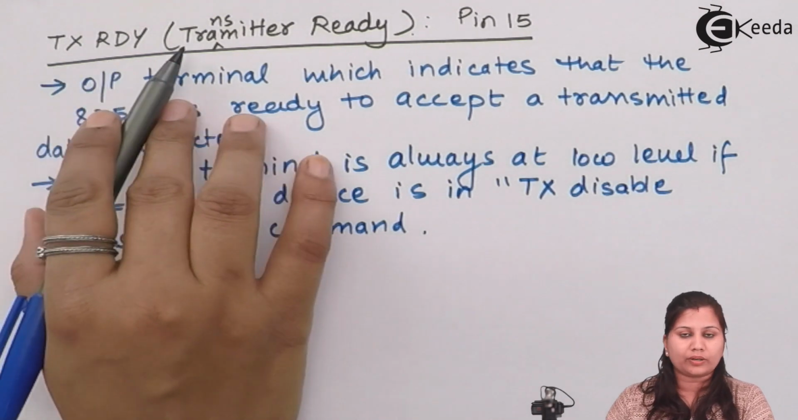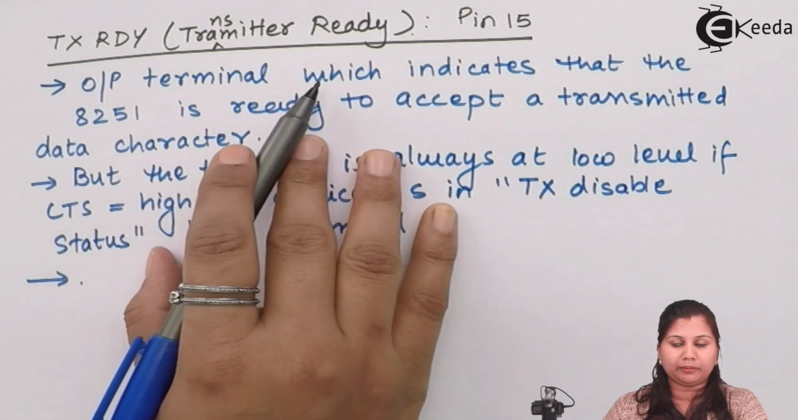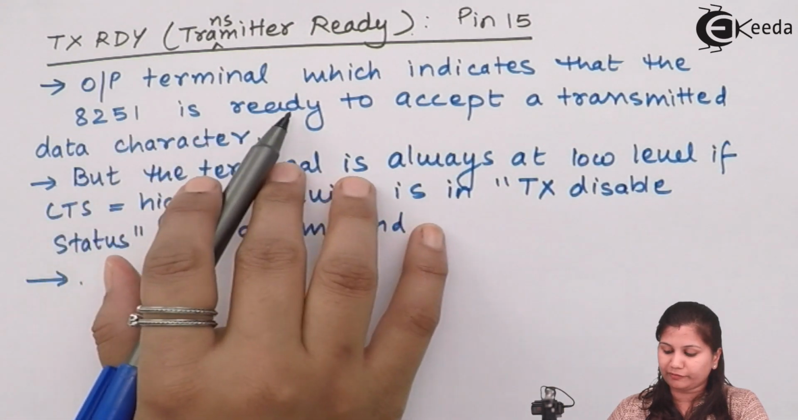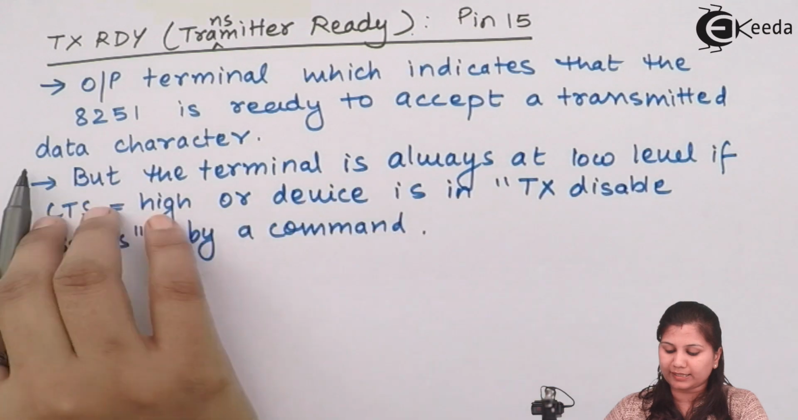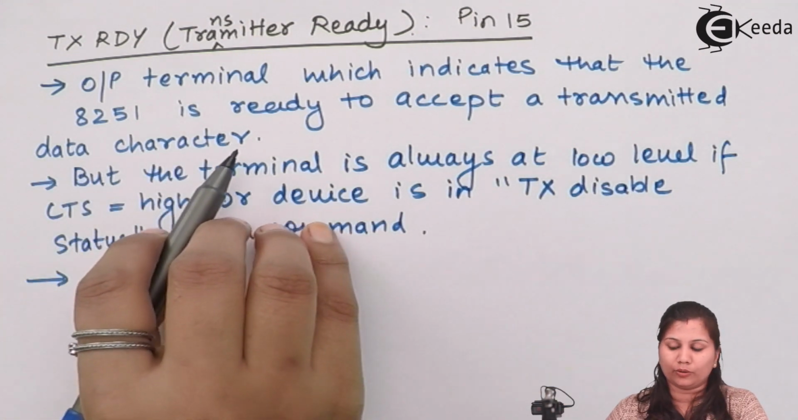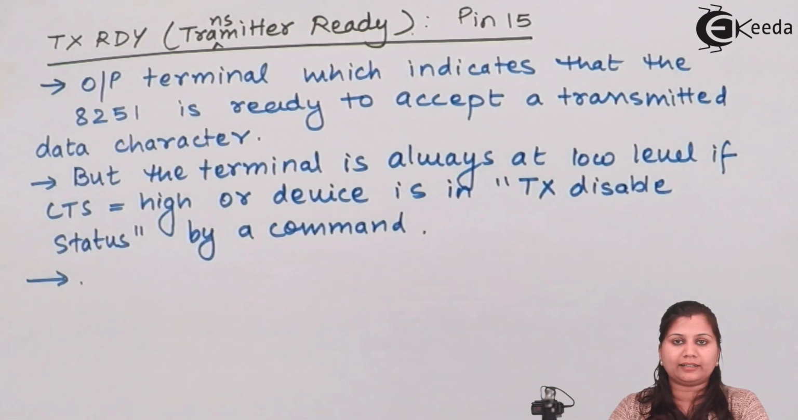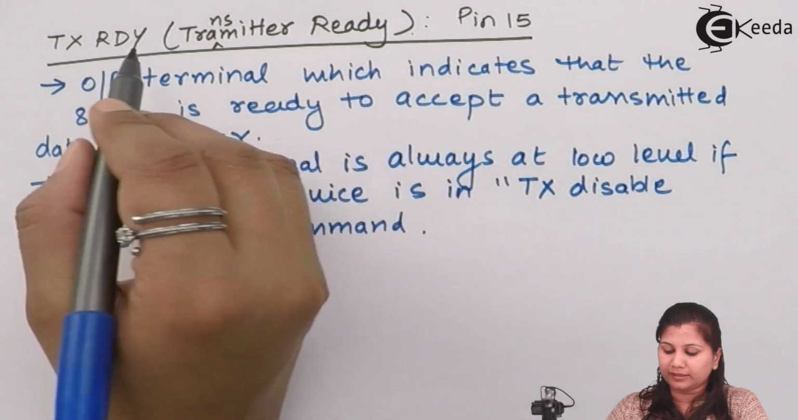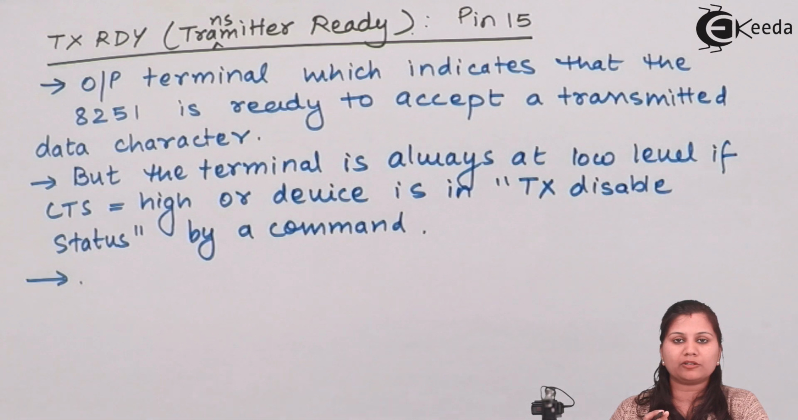So this TX ready pin is an output terminal which indicates that the 8251 communication interface is ready to accept a transmitted data character. That transmitted character will be given by the microprocessor to the 8251, and then it will transmit it to the peripheral device. So this is just giving information to the CPU that it is ready to accept that transmitted data character.